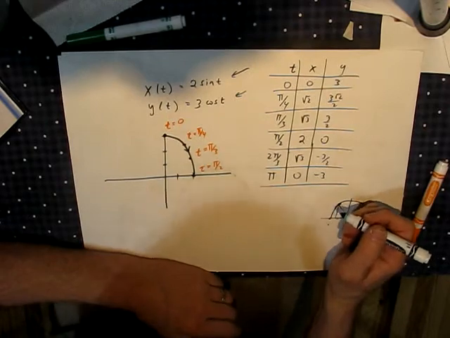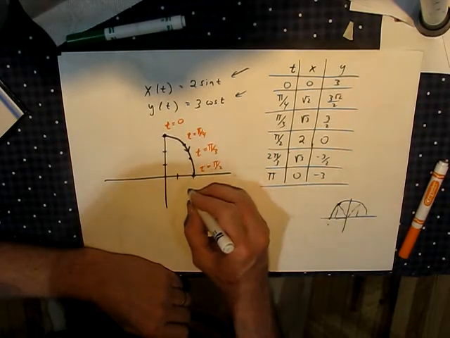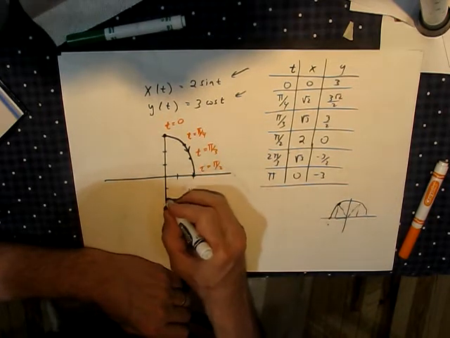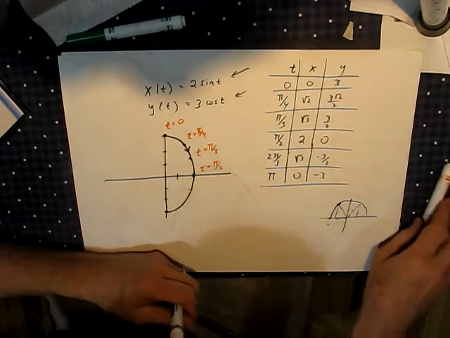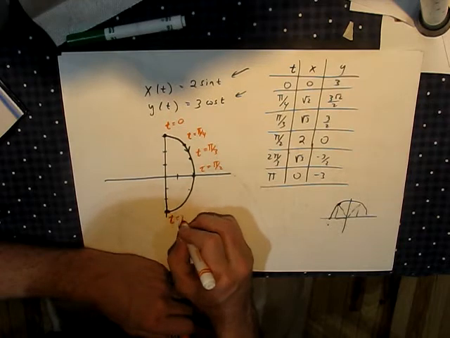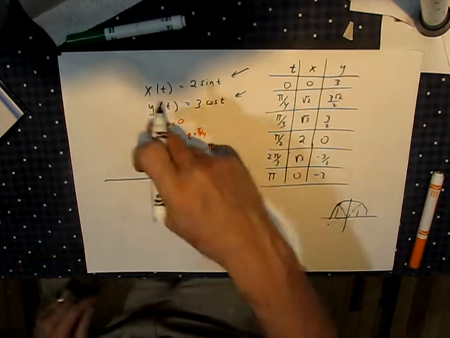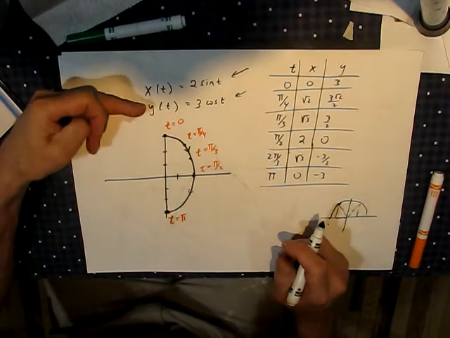Now, what's really interesting here is that we start going underneath, and we get over here at t equals pi. So I want you to notice we're just kind of orbiting something here. It would be nice if we knew what this was.